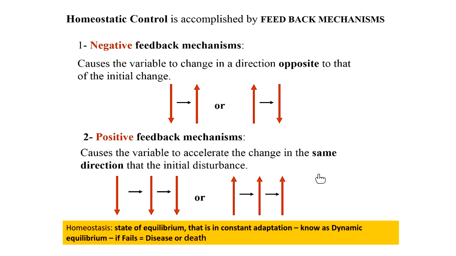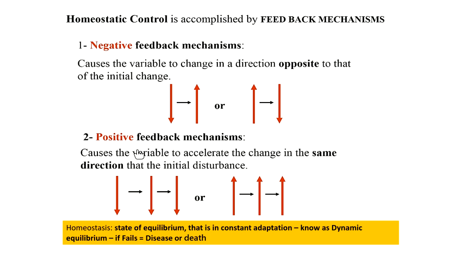We have negative feedback mechanisms that help control homeostasis, and we also have positive feedback mechanisms that help control homeostasis. Negative feedback causes the variable to change in the opposite direction. So if your body temperature is going down, the negative feedback will cause it to raise, to go back up. If your body temperature is going up, the negative feedback mechanism will cause it to go back down.